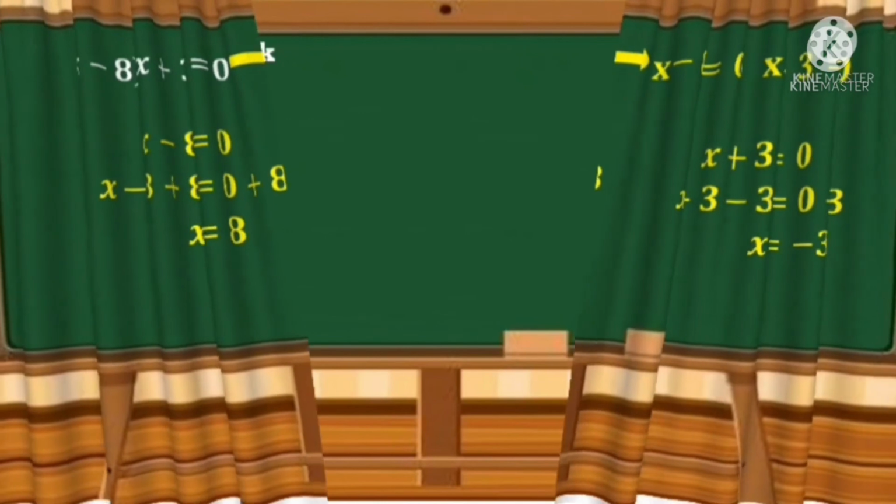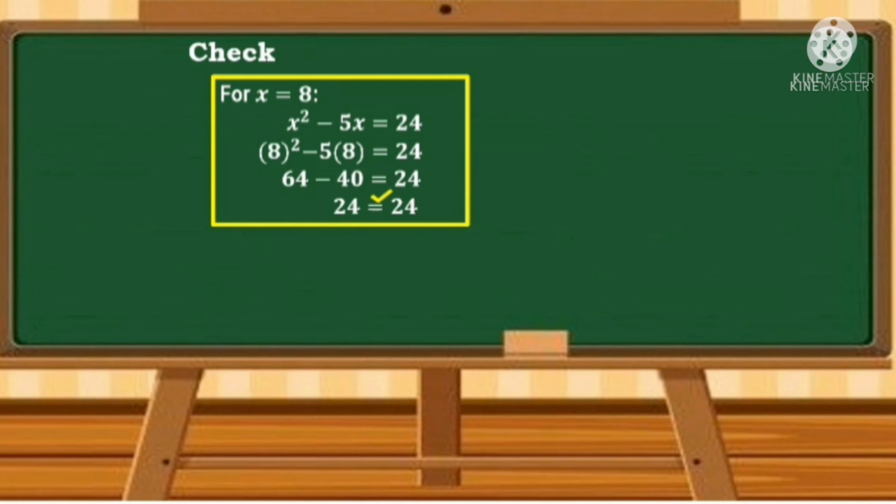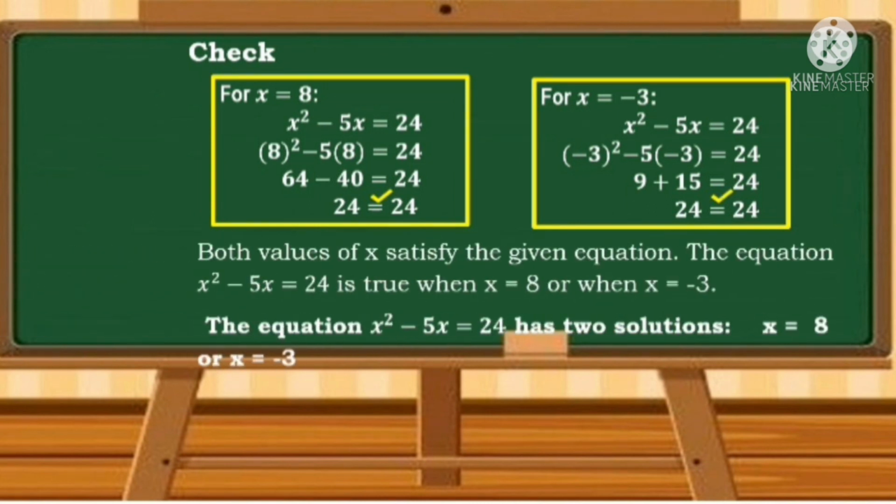Okay, the last step is we have to check. So for x equal to 8, substitute 8 for x, so 8 squared minus 5 times 8 equals 24. 8 squared is 64, 5 times 8 is 40, bring down 24. So 64 minus 40 equals 24, 24 equals 24. So that is correct. For x equal to negative 3, replace x by negative 3. Negative 3 squared is 9. Negative 5 times negative 3 is positive 15. 9 plus 15 is 24, 24 is equal to 24. So that is also correct.